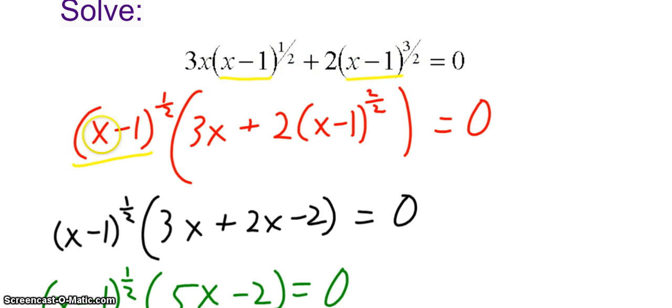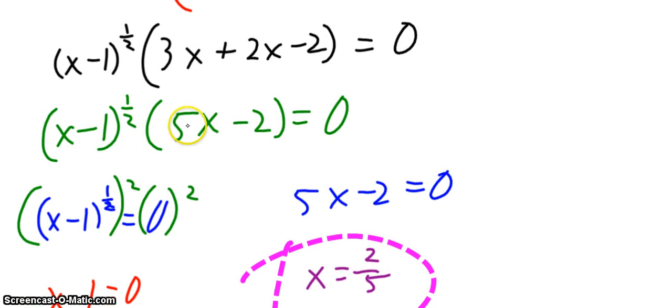So if I take out x minus 1 to the 1/2, this term right here is left with just 3x. This term becomes 2, because of the 2, and then the x minus 1 to the 3/2 becomes x minus 1 to the 2/2. 1/2 plus 2/2 gives me 3/2. 2/2 is actually just 1 though. So this whole term is actually just x minus 1. So I can distribute this 2 and I get 2x minus 2. Combine like terms. I get x minus 1 to the 1/2 times 5x minus 2.